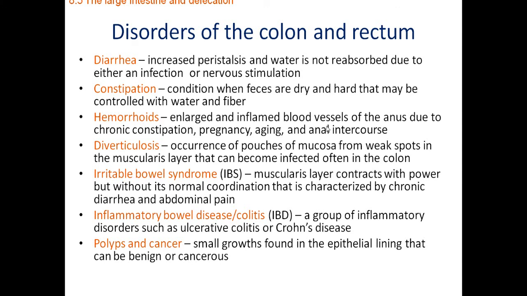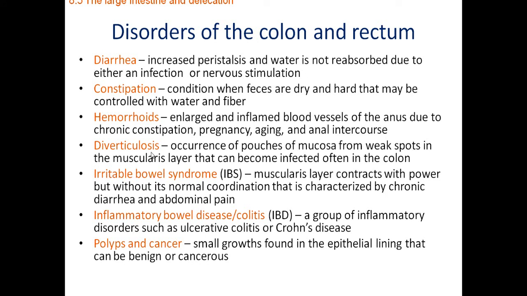Hemorrhoids. Hemorrhoids are kind of like varicose veins of the blood vessels in the anus. Okay, so they become inflamed, enlarged, the blood vessels do, and it can be caused by chronic constipation if you're pushing really hard to try to poop. Pregnancy puts a lot of pressure on the bottom of your body. Aging, anal intercourse can all cause them.